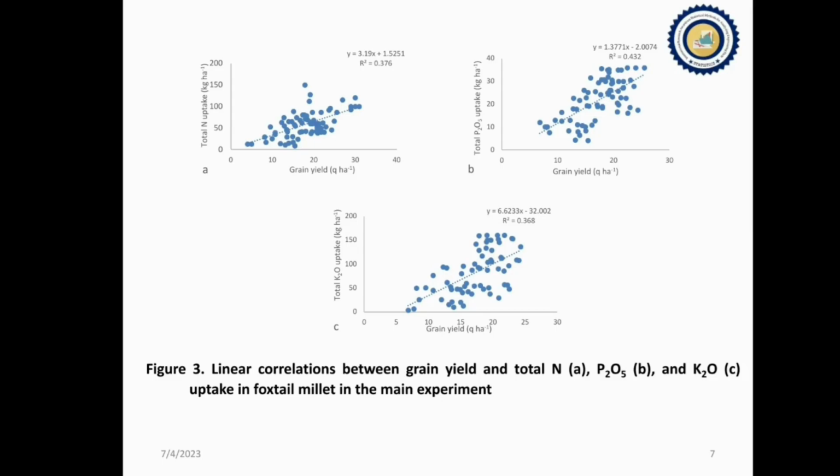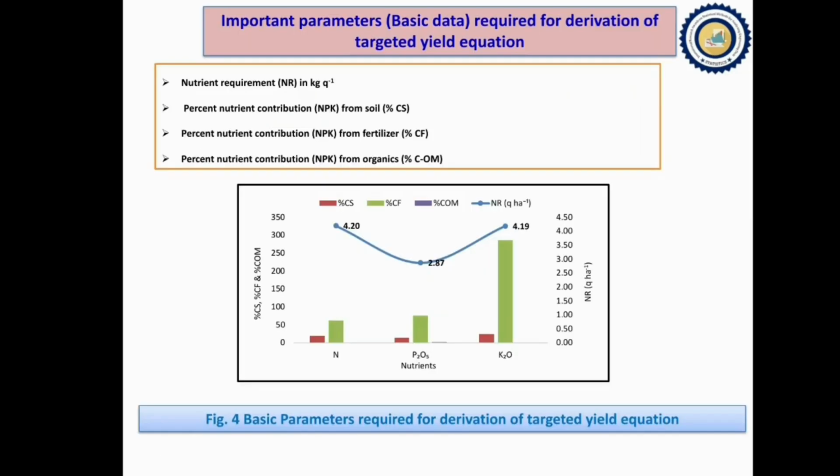nitrogen and potassium. Here we did this regression analysis using the SPSS software, and we also did the descriptive statistics to compare the means, range and the standard deviation, and to know the coefficient of variation among the strips using the SPSS software. So these are some of the basic parameters that are required to develop the equations.